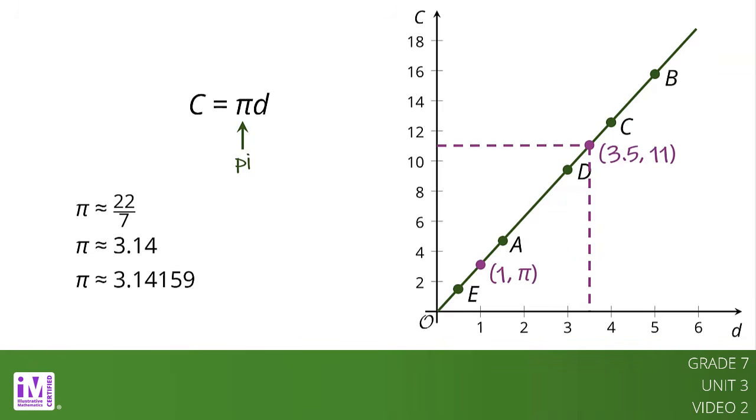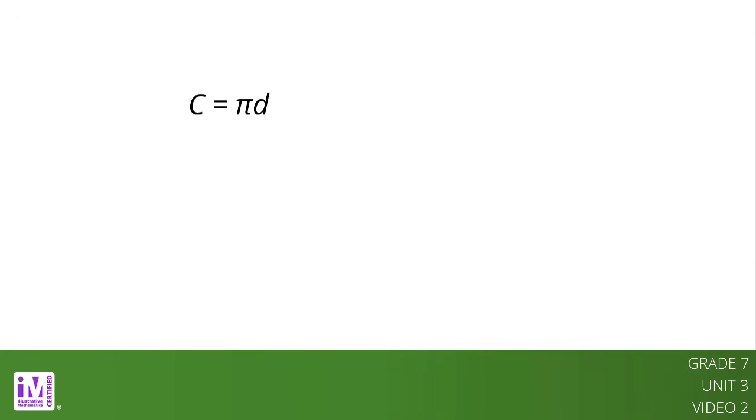What if we know the radius of a circle and we want to find its circumference? We know that the circumference of a circle is pi times the diameter. We also know that the diameter is twice the radius. Putting these two facts together, we can see that the circumference also equals 2 times pi times the radius.